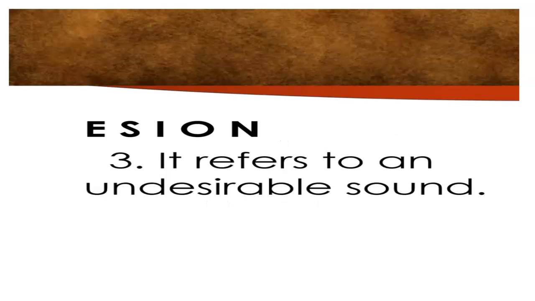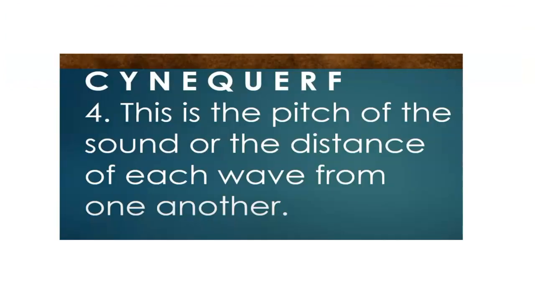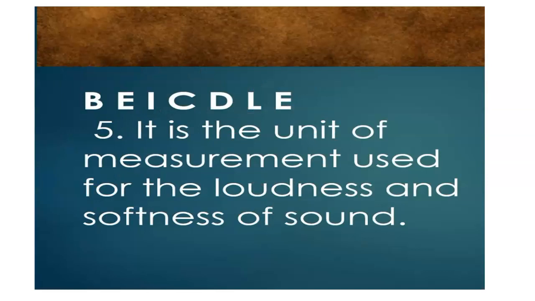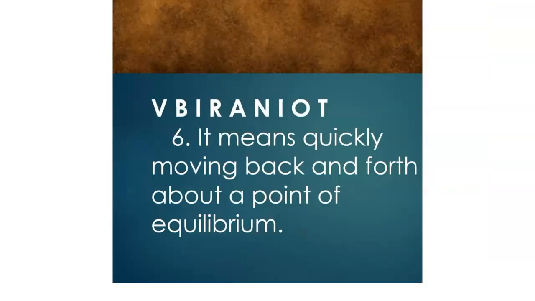Number 3, it refers to an undesirable sound. Very good. Noise. Number 4, this is the pitch of the sound or the distance of its wave from one another. It is frequency. Very good. So, number 5, it is the unit of measurement used for the loudness and softness of sound. Very good. Decibel.